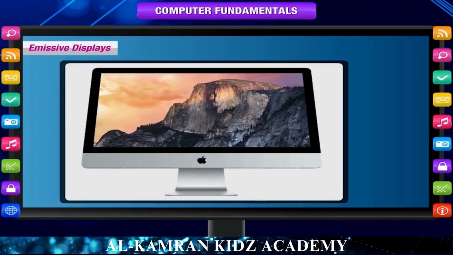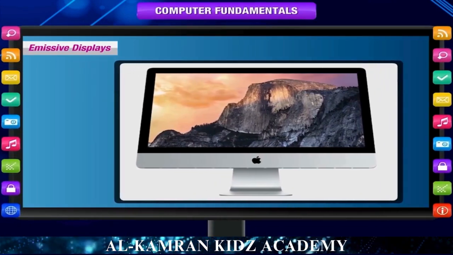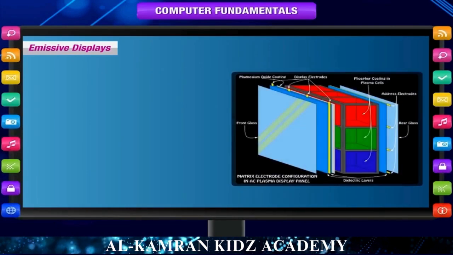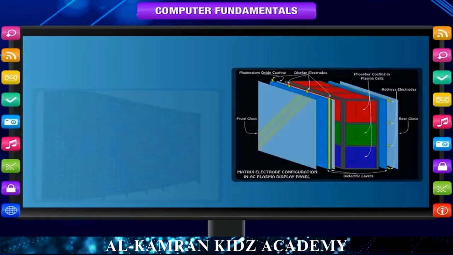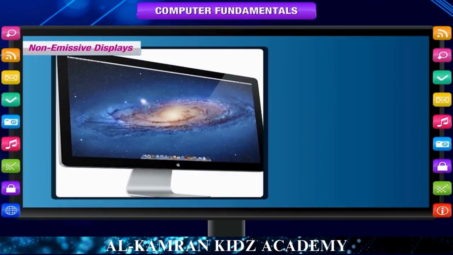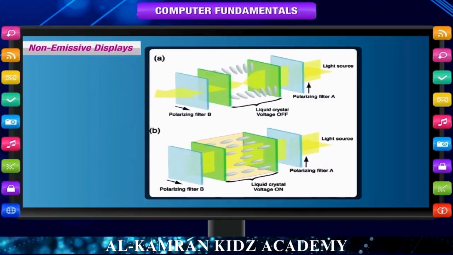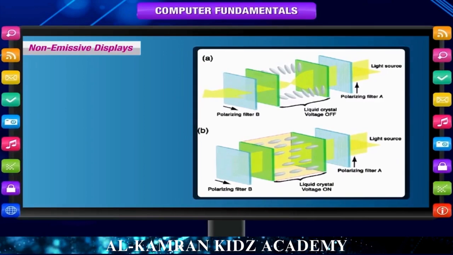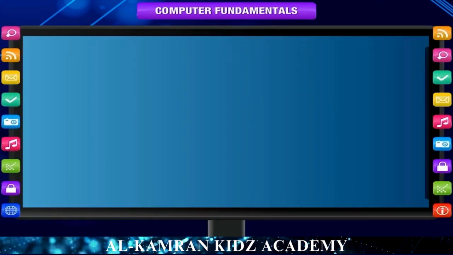Emissive displays. The emissive displays are devices that convert electrical energy into light. Examples are plasma panel and LED, light emitting diode. Non-emissive displays. The non-emissive displays use optical effects to convert sunlight or light from some other source into graphic patterns. Example is LCD or liquid crystal display.